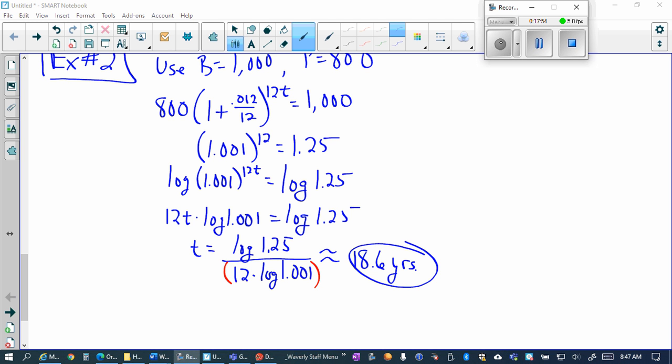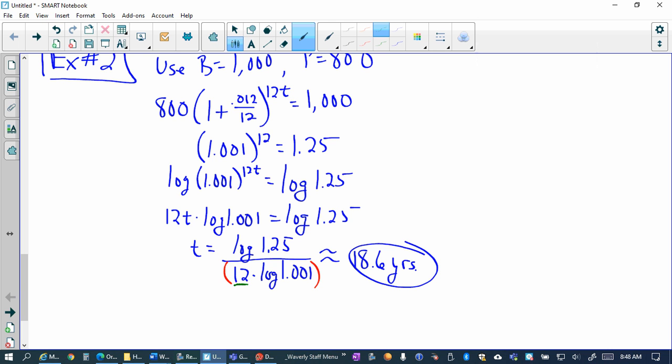Maybe you're wondering why this one came out directly in years when the other one came out in months, and then we had to divide it by 12. But if you remember, in this last step, when we were solving for t, we did divide here by 12. So the result is in years directly, right? Because the division by 12 is kind of baked in there.